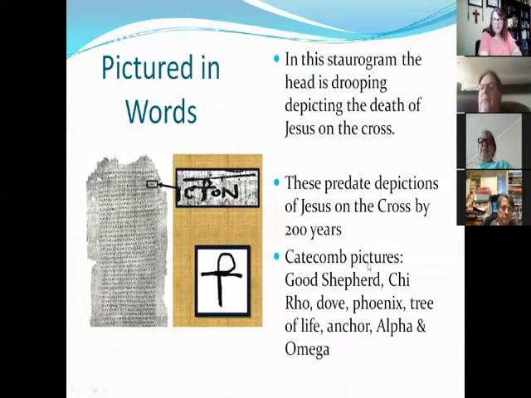Okay, so they kind of zoomed in on it a little bit more, and you can see the tau-rho again. The head is drooping. It's not upright. The top of the P, or the rho, is falling to depict the death of Jesus. And again, this became something that pictured for the reader the death of Christ on the cross.